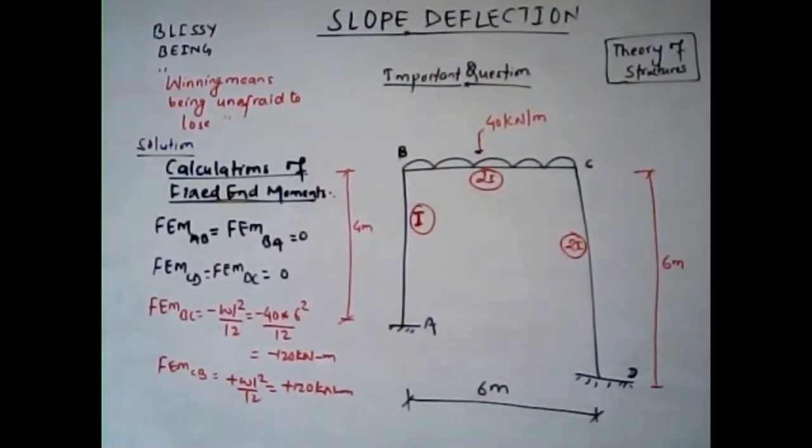And likewise in section CB, the formula is plus WL square by 12. And if you solve this, 120 kilonewton meter is the answer.